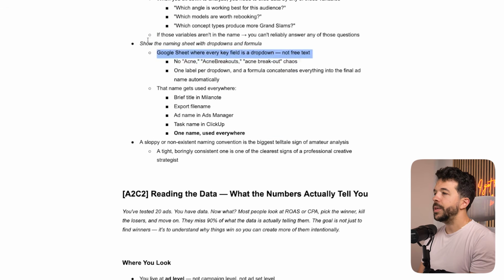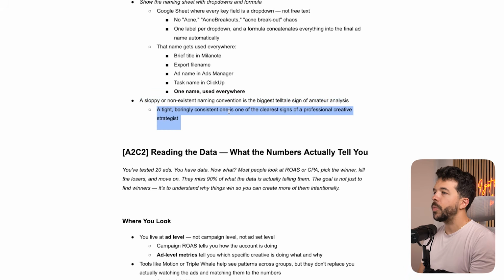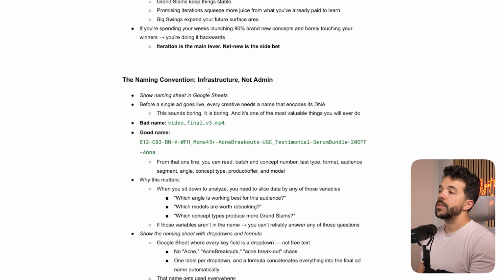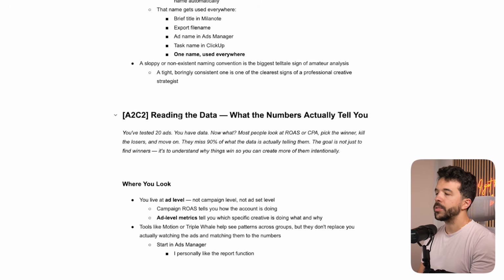Now, a sloppy or nonexistent naming convention is the biggest telltale sign of amateur analysis. A tight, boringly consistent one is one of the clearest signs of a professional creative strategist. So if you are getting hired, or if you're starting to work with another company, naming convention is where you impress. So this is something that I would highly recommend you take into account.